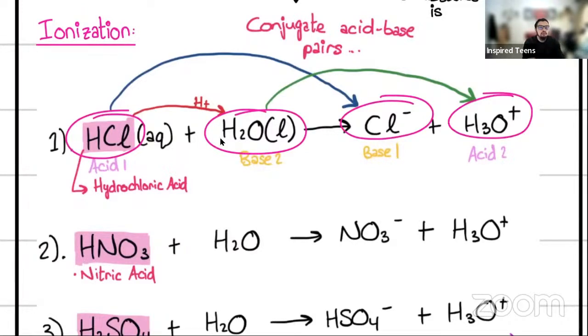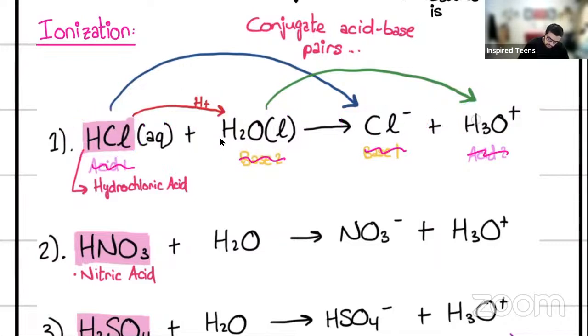Let's try to use the Lowry-Bronsted definition to identify our acid and our base. We have HCl reacting with H2O to form Cl minus and H3O plus. So HCl becomes Cl minus, H2O becomes H3O plus. HCl is clearly the one that donates the hydrogen to H2O, and H2O is the one that receives it and becomes H3O plus. So that's why HCl is the acid, while H2O is the base.